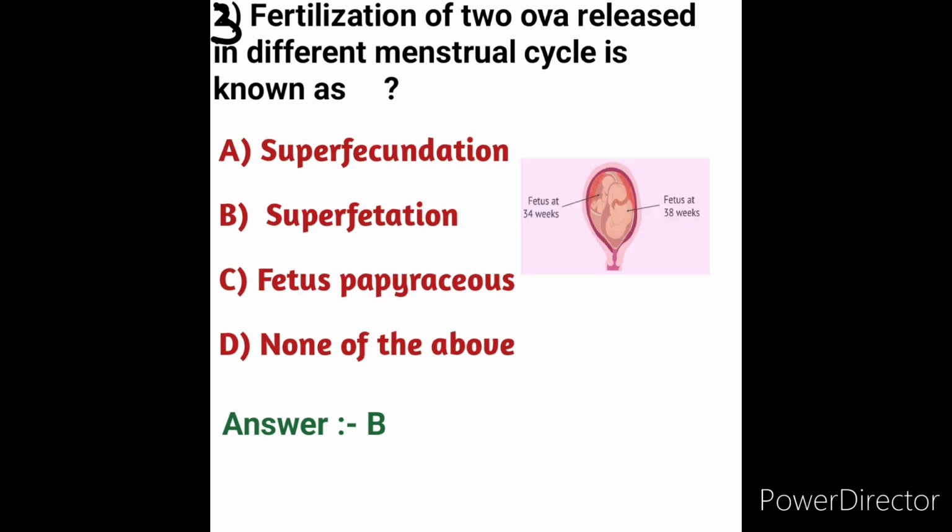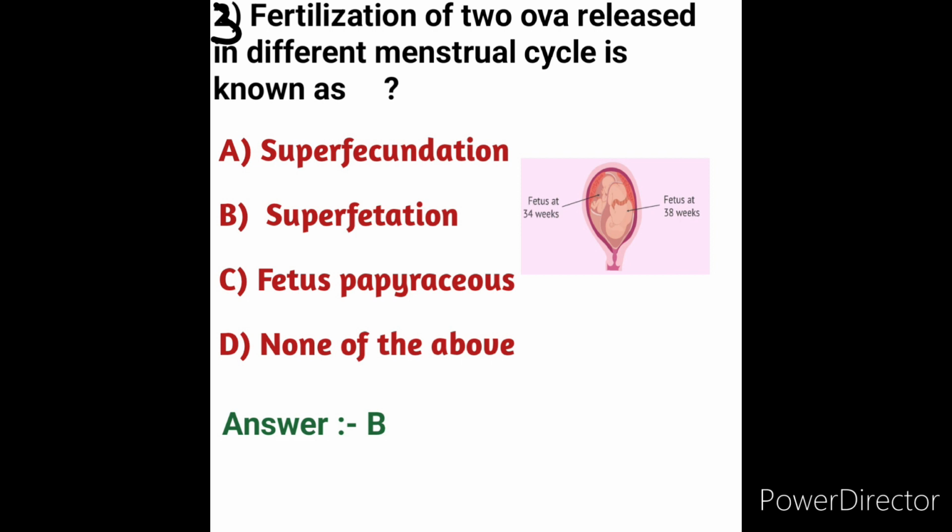Superfetation means two embryos that form during two separate menstrual cycles, and we can see superfetation in fewer than 10 cases. Next, what is fetus papyraceous?